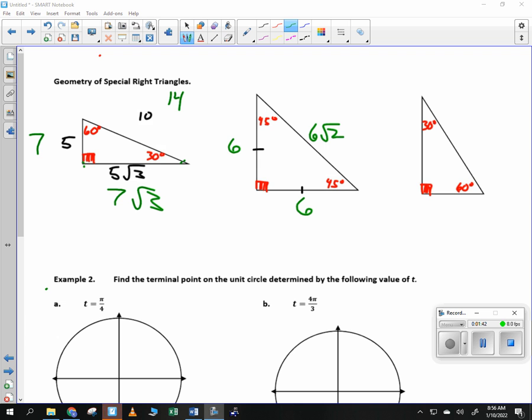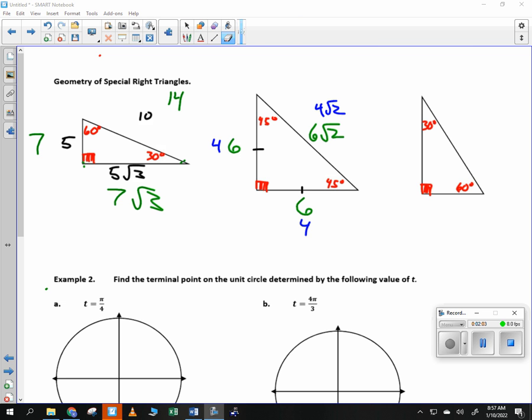For a 45, 45, 90, it's times the root of 2. We could show you using the Pythagorean Theorem. Would you like me to show you? Okay. So, that piece we know. Let's try another. Suppose that this had a length of 4. What would this length be? 4, what would this length be? Look at how smart you are.